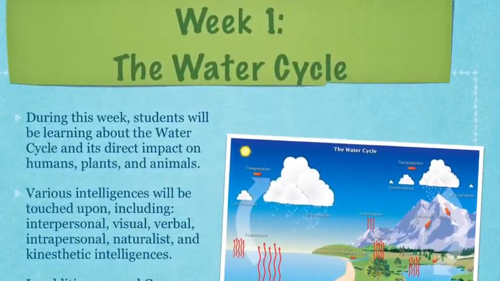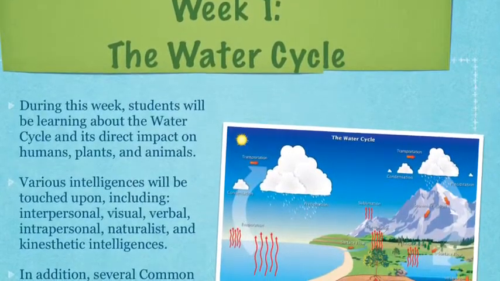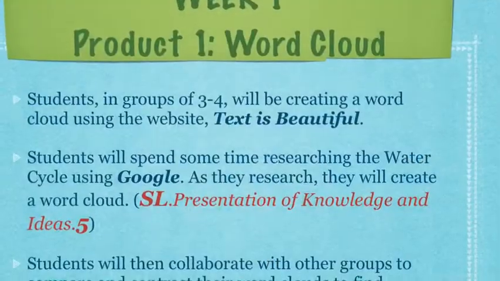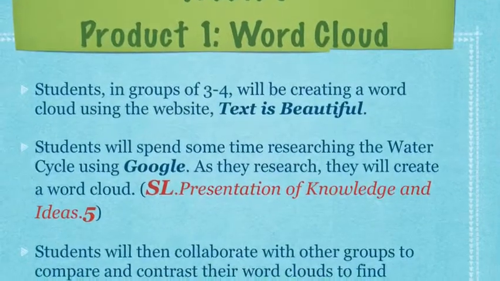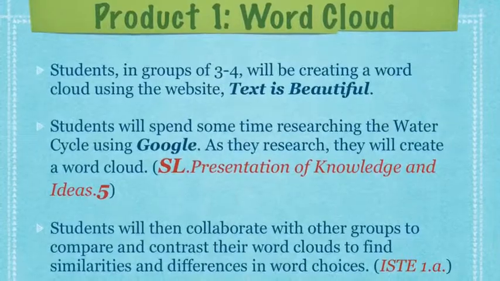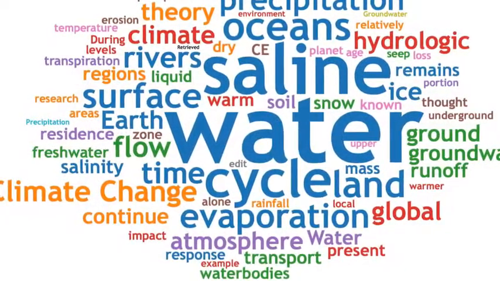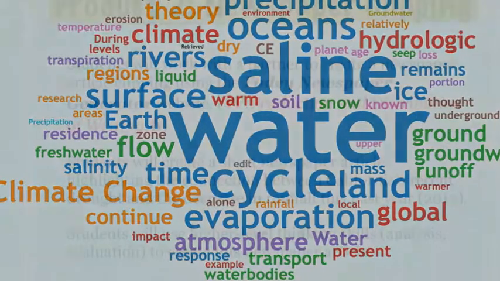Week 1 looks at the water cycle and its direct impact on humans, plants, and animals. Students will be creating a word cloud based on their research of the water cycle. This project will be done in groups of 3 to 4 and will ask students to collaborate with others as well as compare and contrast their word cloud to that of another group's.